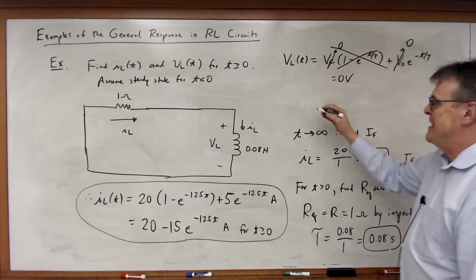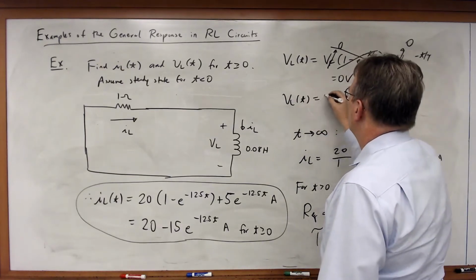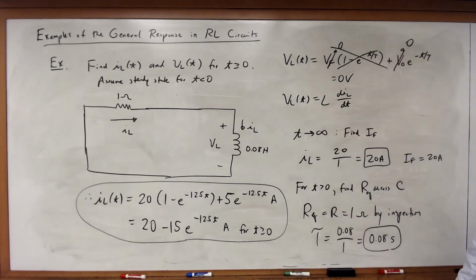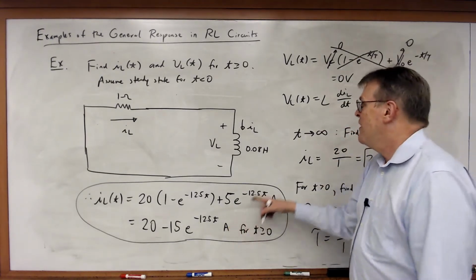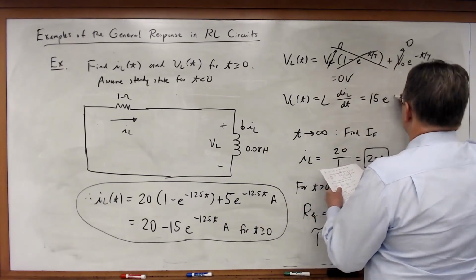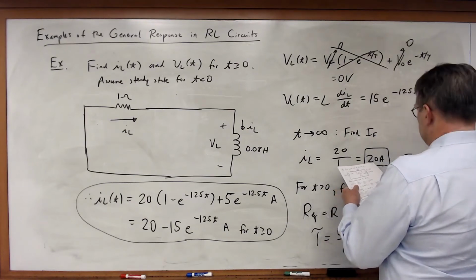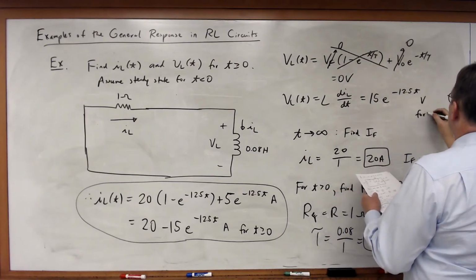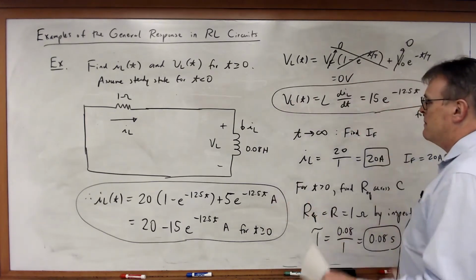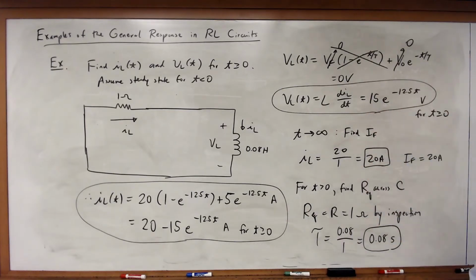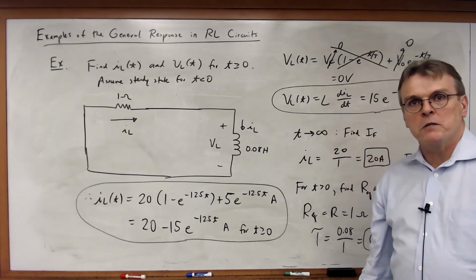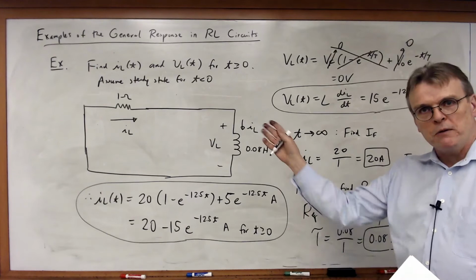What do I need to do instead? VL of t is equal to L dIL dt. That's how I'm going to find the voltage across the inductor. Take the derivative, multiply times 0.008, and what I'll get is 15 times e to the minus 12.5 t volts for t greater than or equal to 0. And there's my solution. So interesting little problem, because you're actually able to get a general response even though there's only one source in the circuit by changing the configuration with that switch.